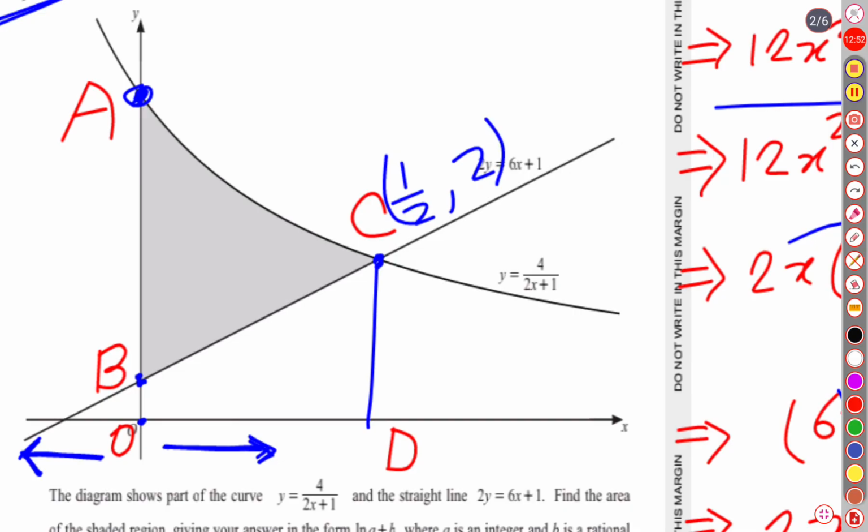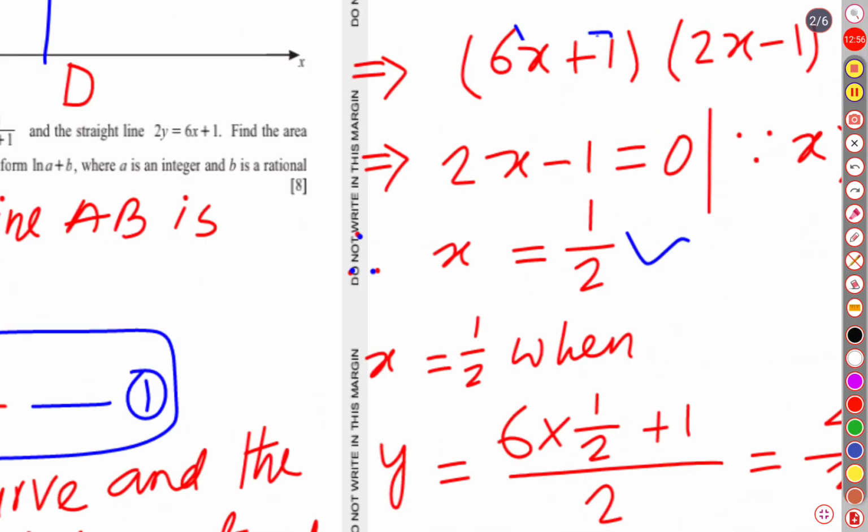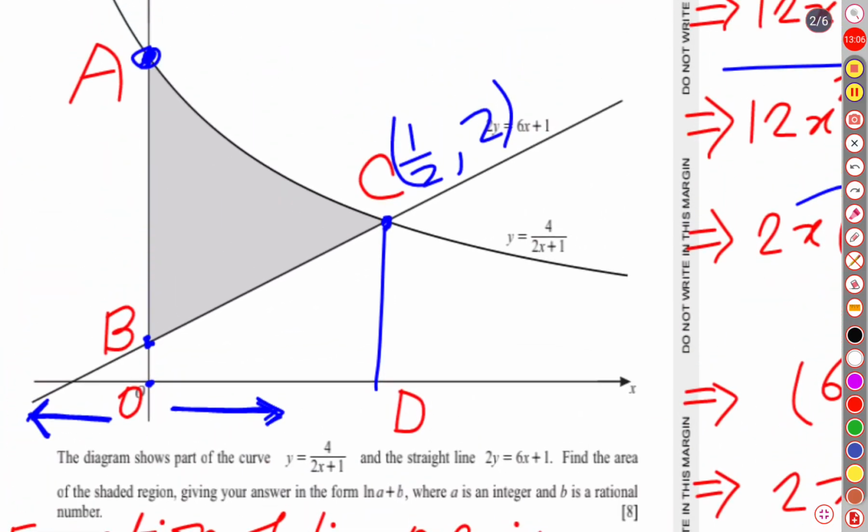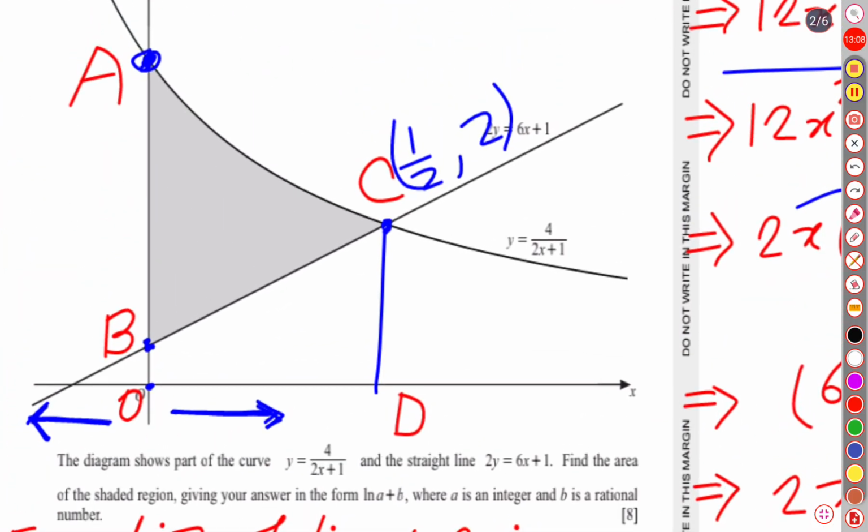Now we will find the coordinates of B as well. That's why I have written over here the straight line intersects y-axis where x is equal to 0. Means if we look at the figure, look, this is the straight line BC. BC is the straight line which is meeting this y-axis. Look at this y-axis. AB is the y-axis. So at y-axis it is meeting at B.